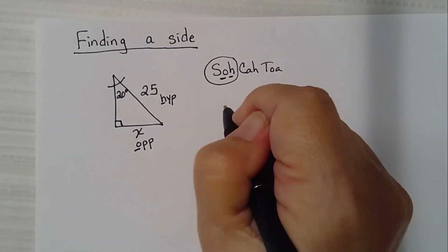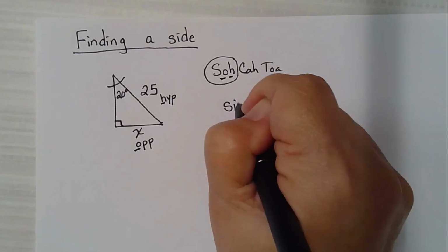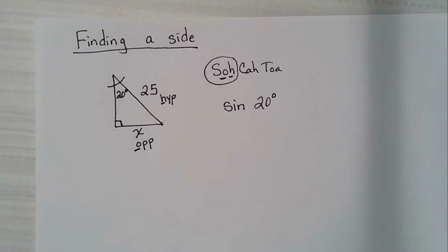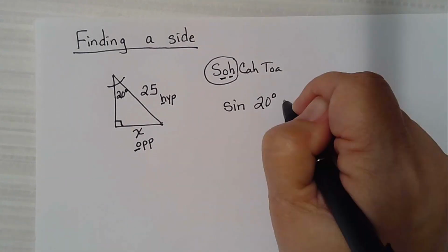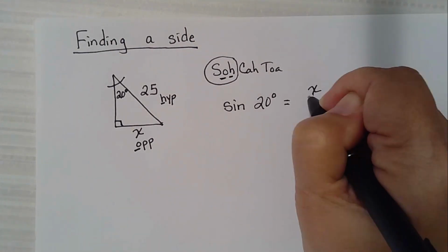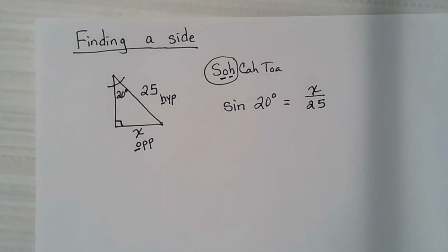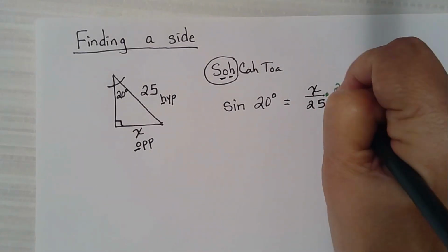So then I will write an equation. The sine of 20 degrees, because that's my angle, is equal to x over 25 because that's opposite over hypotenuse. Now, once I've written that down, I am now following the rules of solving equations. So I will multiply both sides by 25.